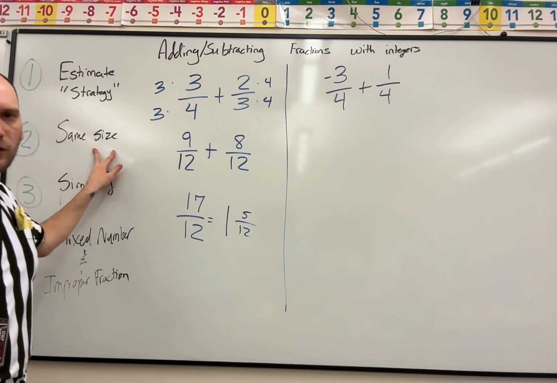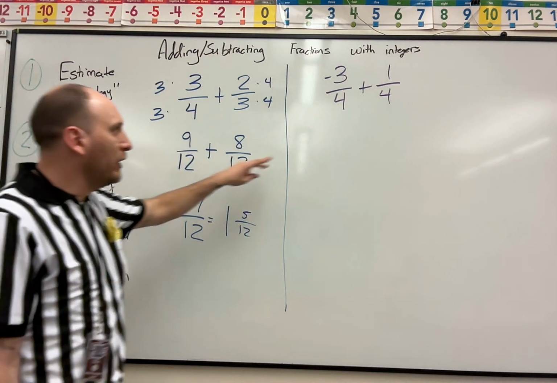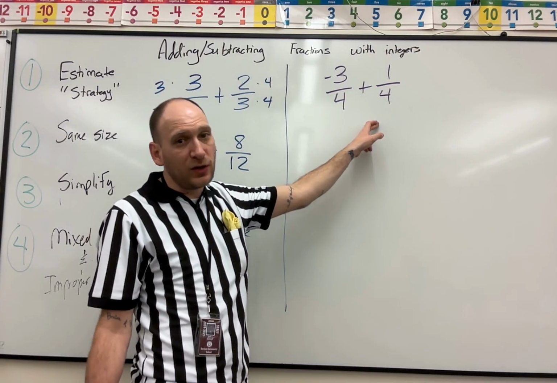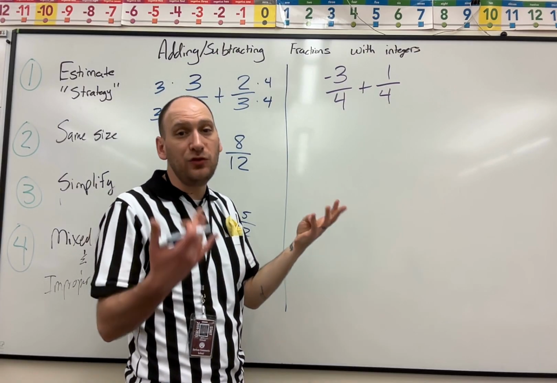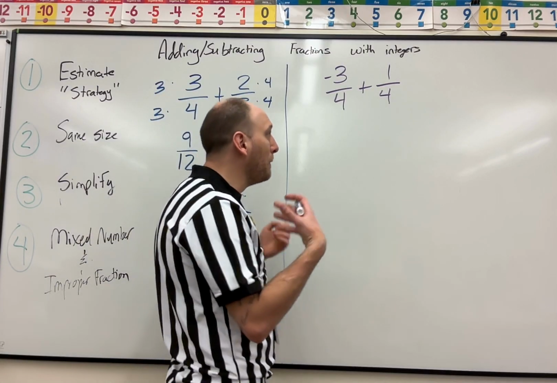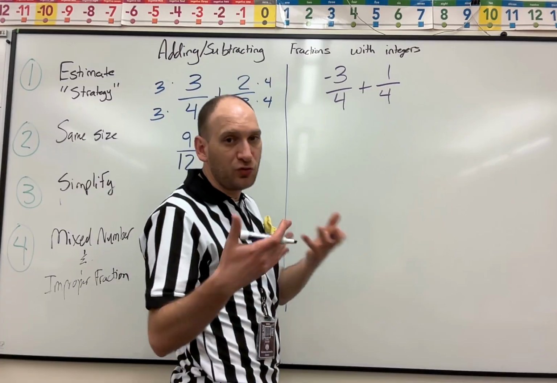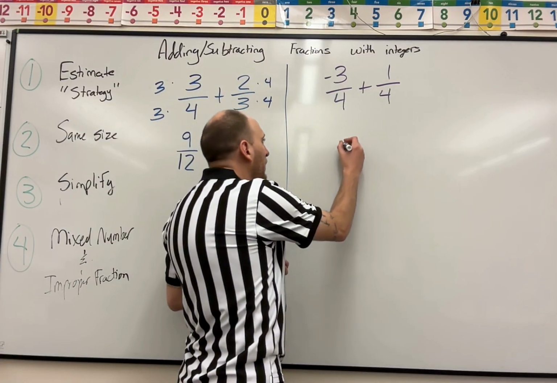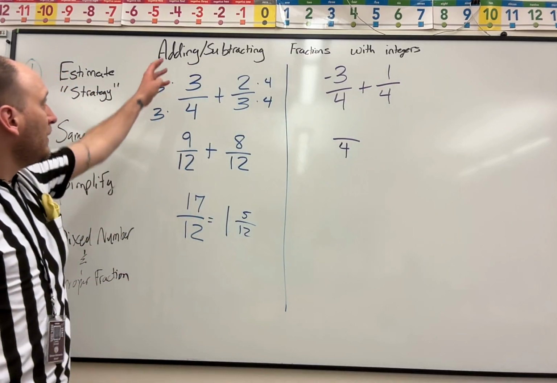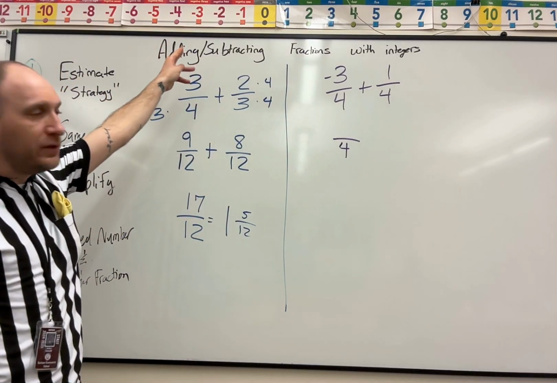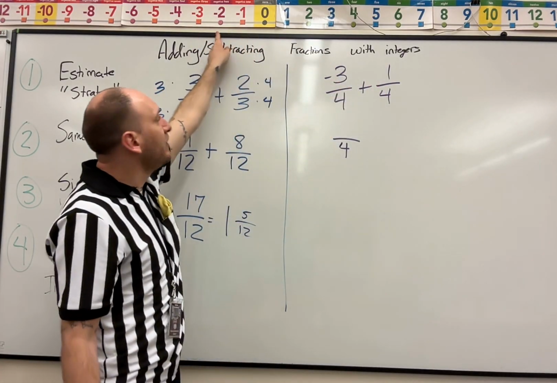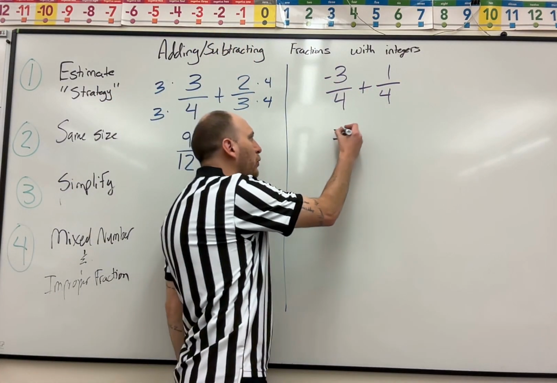Step 2, we need to make sure that our fractions are the same size. Well, good news. These fractions are already the same size. They already have a common denominator. We do not need to do anything else for this problem. So we simply are ready to combine, or in this case, add or subtract our numbers. So it's going to be something over 4. If we start at -3, we're going to go to the right 1. So I end at -2/4.